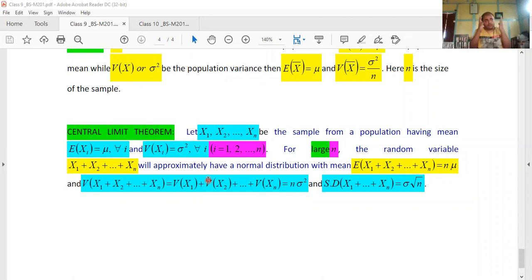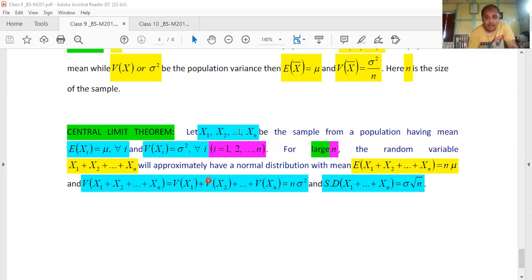The ultimate point of the central limit theorem is that if you increase the size of the sample, then almost every distribution tends to follow normal distribution. And therefore, I'm spending a considerable amount of time in teaching you the normal random variable. It is so important. This binomial, this Poisson, everything tends to follow normal distribution when you keep on increasing the size of the sample.